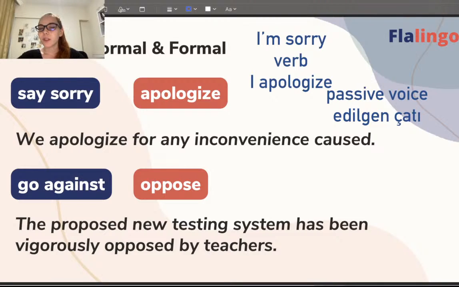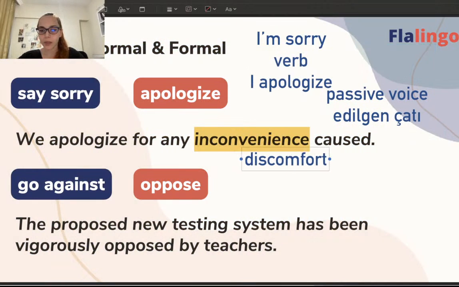And do you know the meaning of inconvenience? Without using Turkish, can you explain these words? So inconvenience is a discomfort, we can say. Discomfort. That is the synonym that we can use. And if you have any other alternatives, I will be pleased to hear them from you as well.